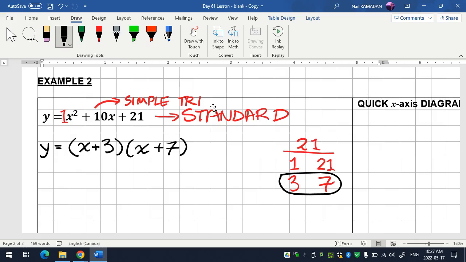What's x times x? What's 7 x's with 3 x's? And what's plus times plus? Plus and 3 times 7. Always check, please. It takes you 5 seconds, but at least you guarantee you're on the right track.